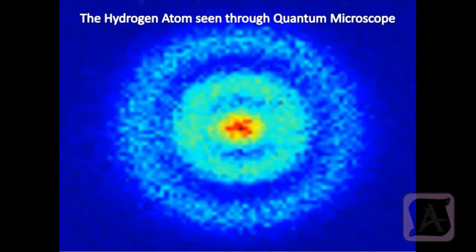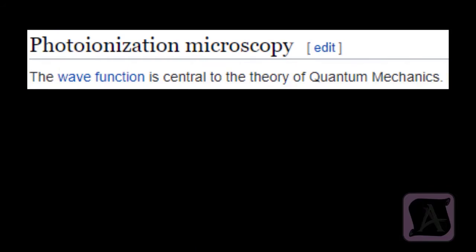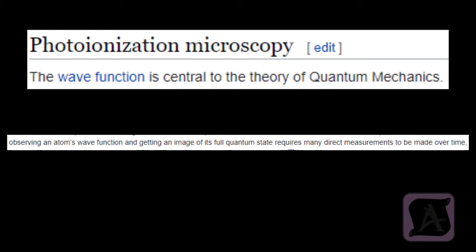So I believe he's talking about quantum microscopy, or photoionization microscopy, which takes measurements of a wave function. In Wikipedia, the first thing it says about photoionization microscopy is, the wave function is central to the theory of quantum mechanics. It also says, observing an atom's wave function and getting an image of its full quantum state requires many direct measurements to be made over time.